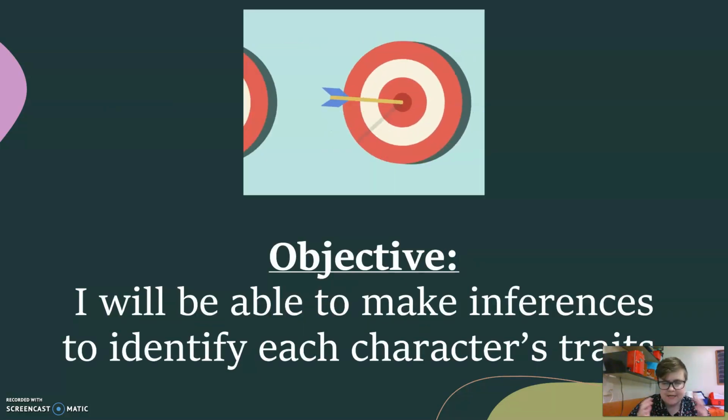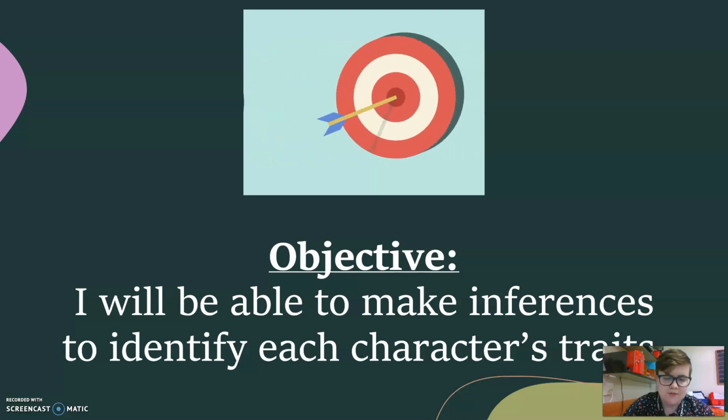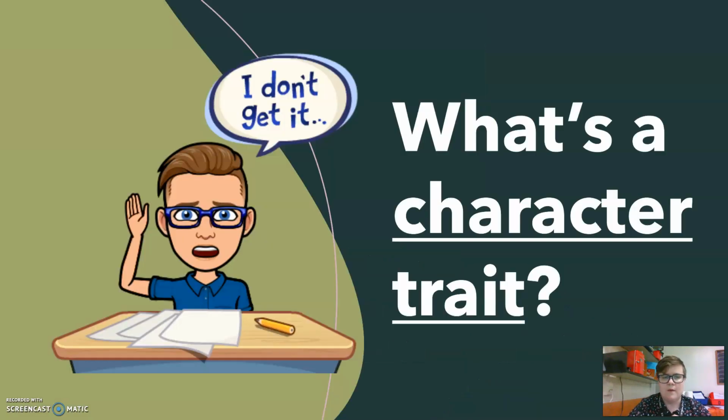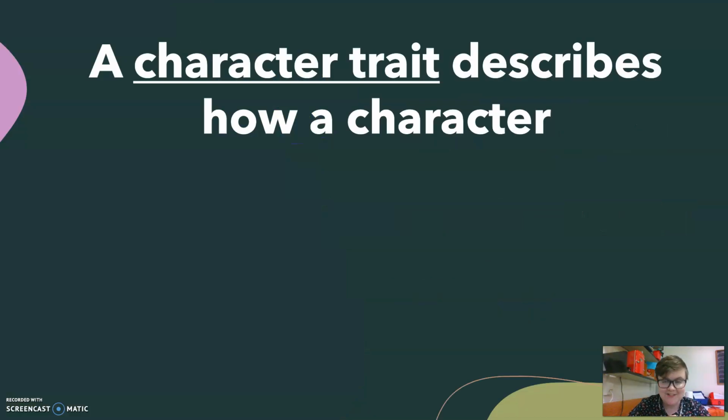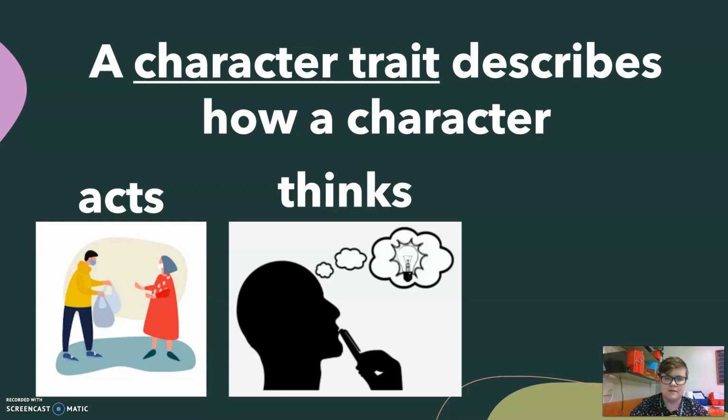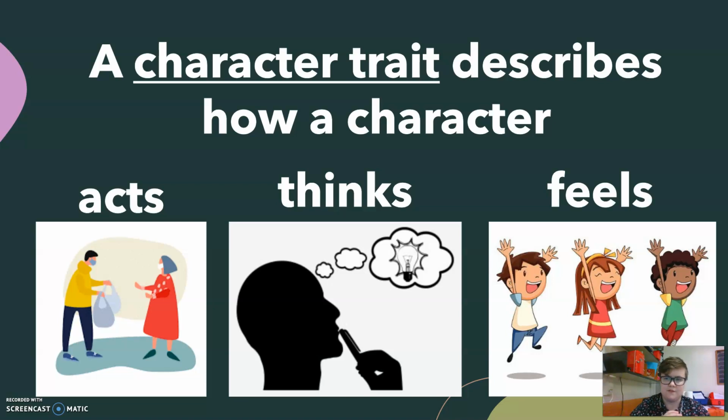So, today's objective is I will be able to make inferences to identify each character's traits. You might be thinking, what's a character trait? A character trait describes how a character acts. So for instance, you have somebody here giving a woman her groceries, doing the shopping for her so she doesn't have to go out, showing he's kind. Thinks, the thoughts that come into their brain. And feels. You can tell that all these characters are happy, they're jumping up, looking good.